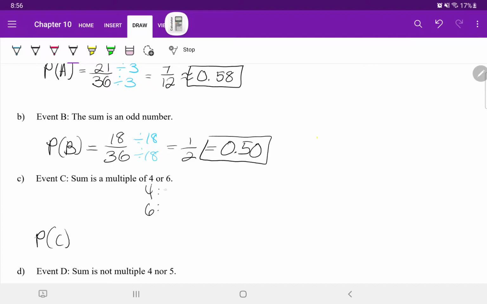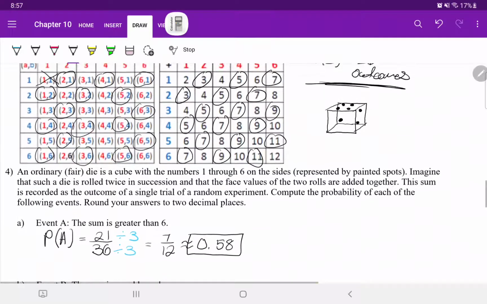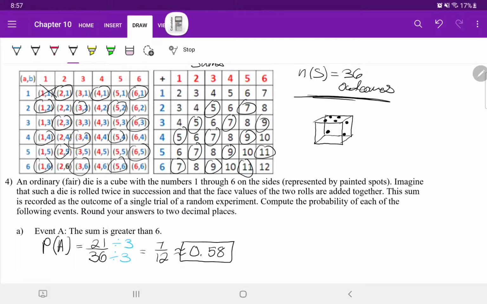So the multiples of 4 are 4, 8, and 12. The multiples of 6 are 6 and 12. In this case, we want to find all the outcomes that add to 4, 8, 6, and 12. The word or represents union, represents addition. Put them together as one. So go into the table on the right and identify all the pairs that have the sum of 4, 6, 8, and 12. And then we're going to count them.